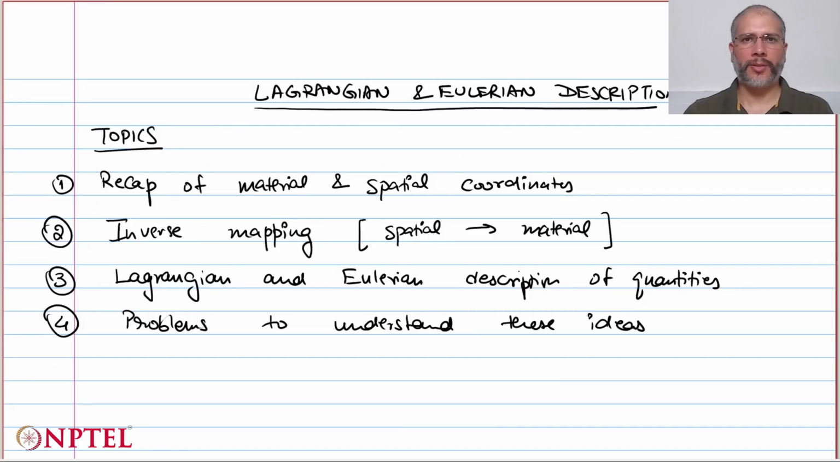The topics for today's discussion will be as follows. We will start with a recap of material and spatial coordinates, because it is important to understand material and spatial coordinates to be able to understand Lagrangian and Eulerian description of motion. Then we'll talk about inverse mapping, that is, to go from spatial coordinates back to the material coordinates. We will then introduce Lagrangian and Eulerian description of quantities, and then we'll solve a couple of problems to reinforce our understanding of material, spatial, Lagrangian, and Eulerian descriptions. So let us get started.